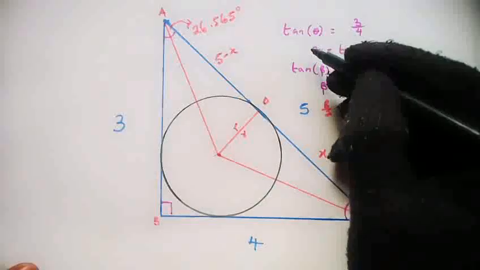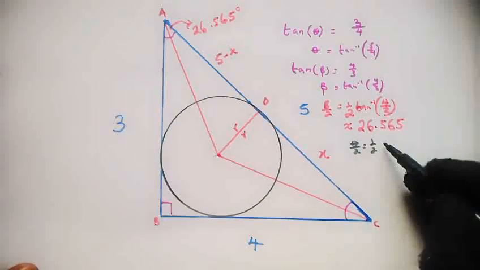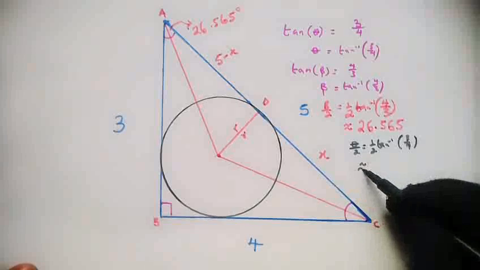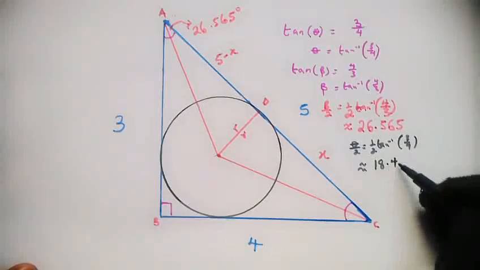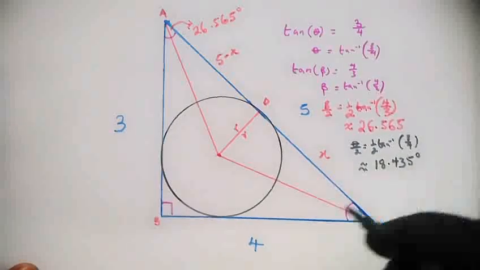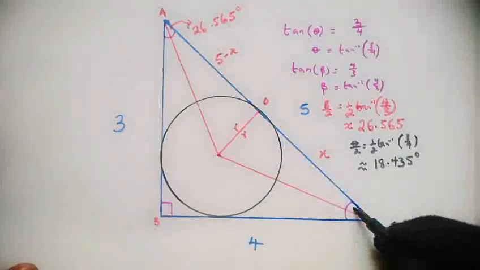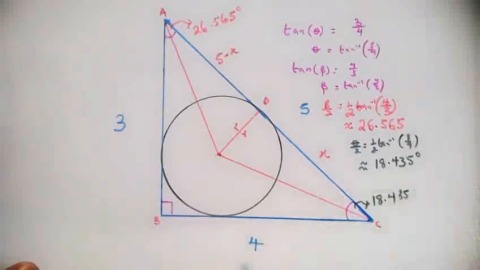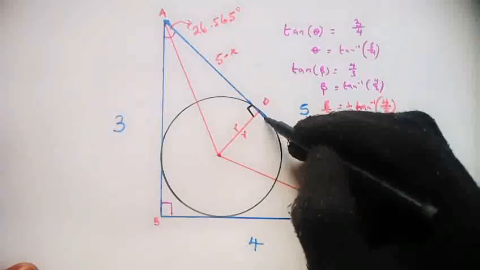So now this angle is theta divided by 2. So we have theta over 2 equal to 1 over 2 the inverse tangent of 3 all over 4, and this is approximately equal to 18.435 degrees. So now we're going to use the rule of SOHCAHTOA. So we have this angle here as 18.435.